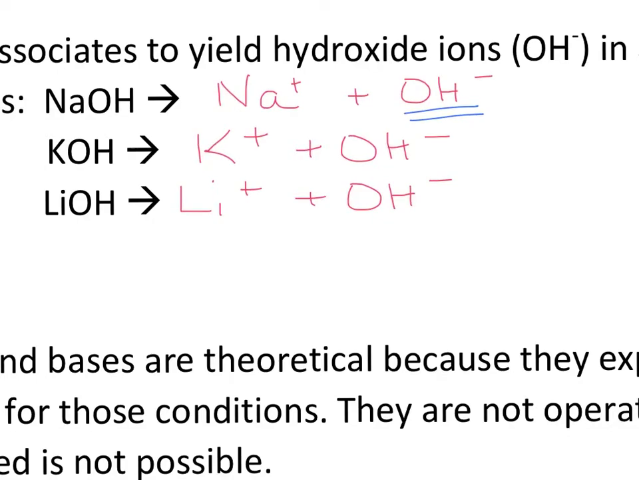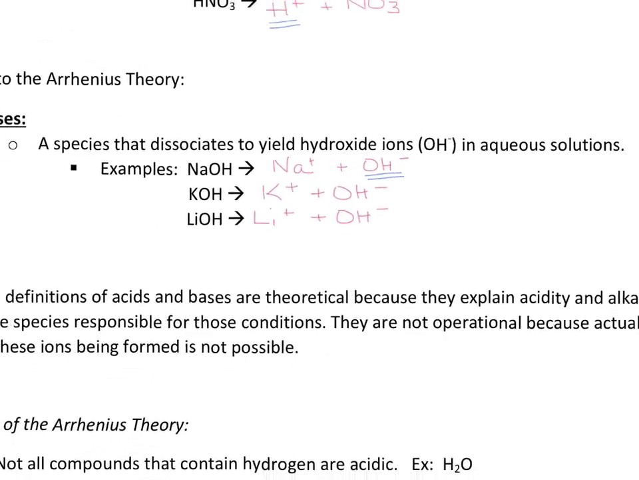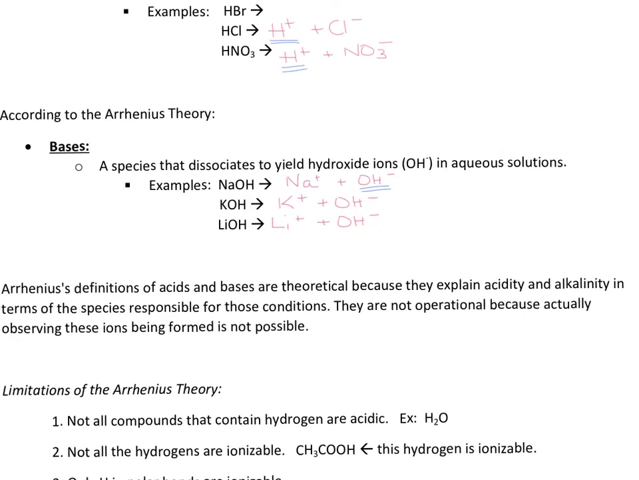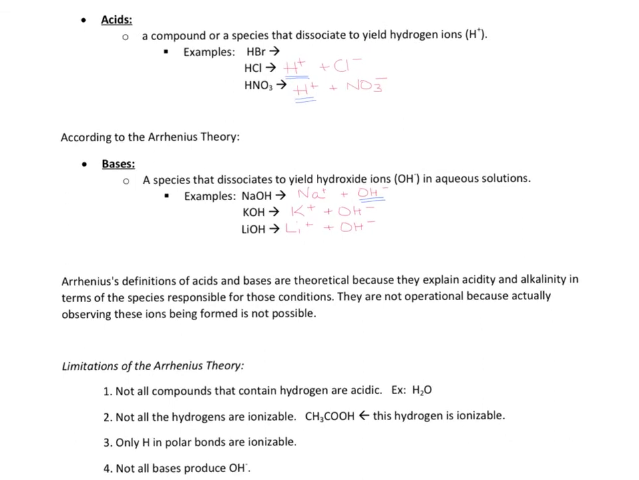The original Arrhenius theory is the first known theory that we have been discussing. The Arrhenius definitions of acids and bases are theoretical because they explain acidity and alkalinity in terms of the species responsible for those conditions. They are not operational, as we discussed on the last page, because we cannot actually observe this with the naked eye.